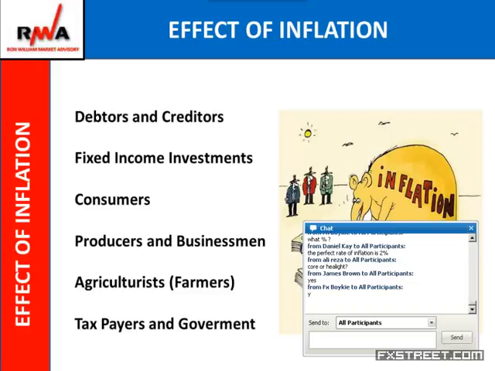And then finally, taxpayers and the government, their revenue streams start to decrease, and of course they might start to increase taxation, or reduce government spending because of the potential austerity measures that need to be put in place during an inflationary environment.